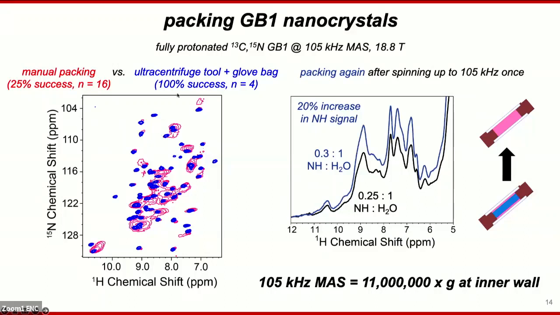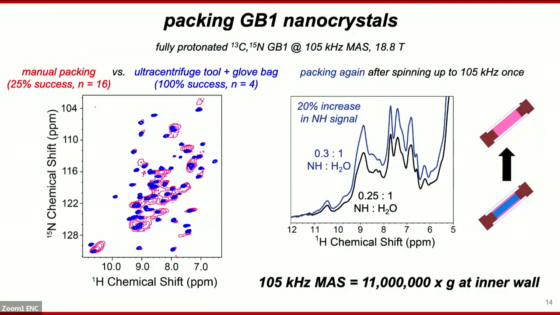We've now used our ultracentrifuge tool with the glove bag packing protocol about 4 times, and we've had 100% success across all those times. We get a spectrum that looks like the blue one every single time we do this protocol. So this gives us a lot of confidence that whatever we put in the magnet is exactly what we want to be seeing.